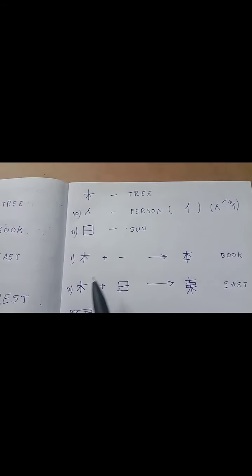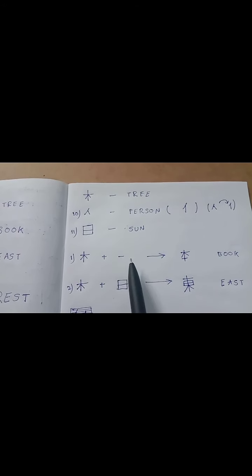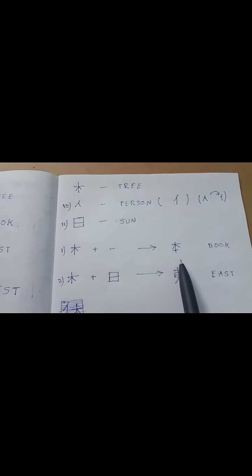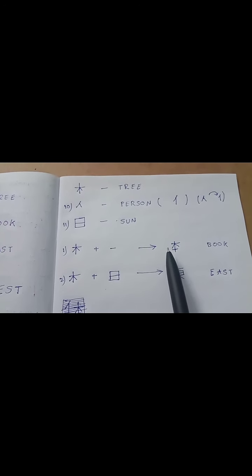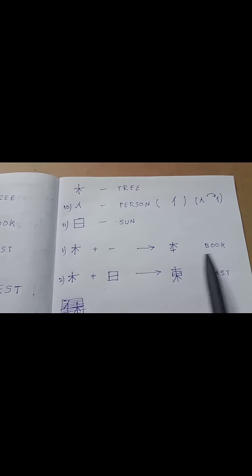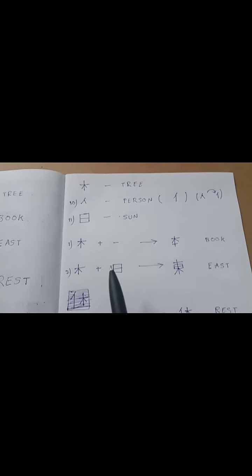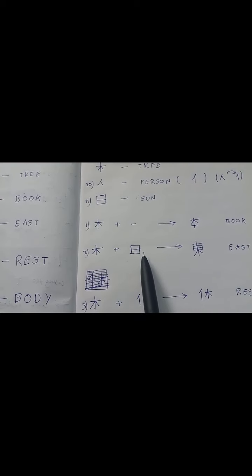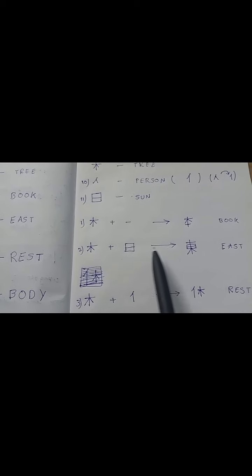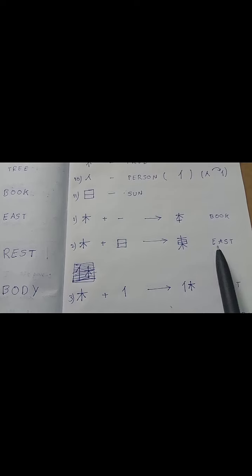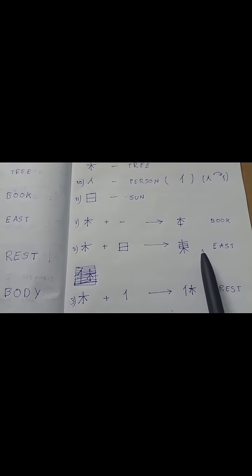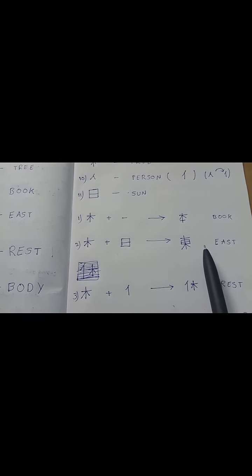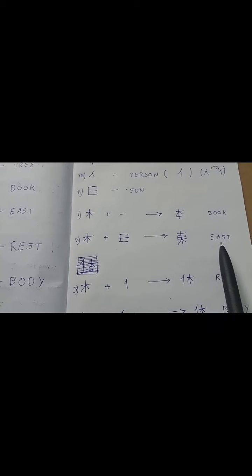Okay, now if you cut the tree at the bottom, then it will become book. That means just adding this symbol to the tree, it will become book. And next, just adding the sun symbol with the tree, it will become east, which means the sun rising just behind the tree or above the tree, whichever you call.